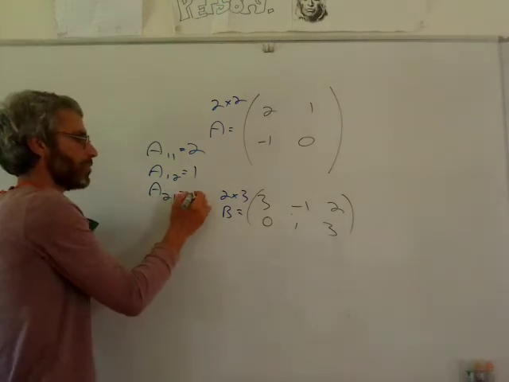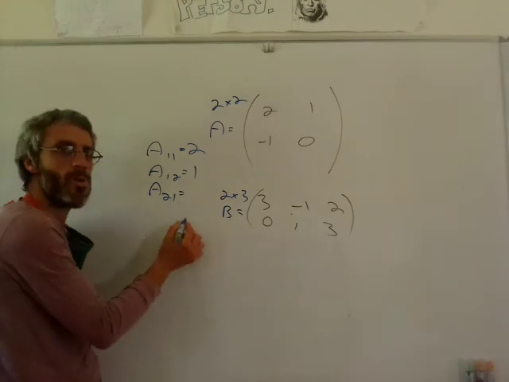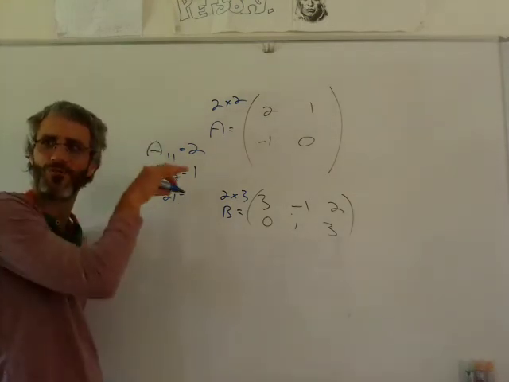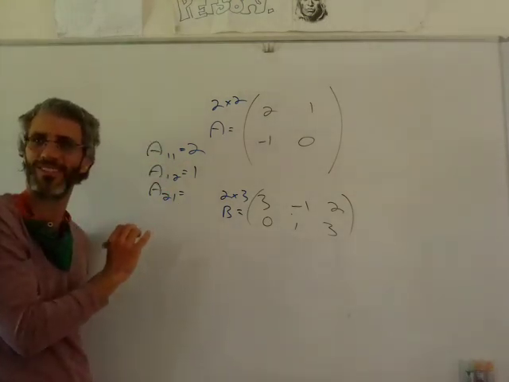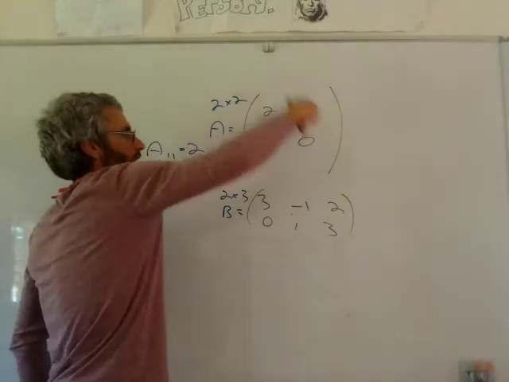A21 will be equal to 1. Second row, first column. Which one's the wrong column? That's rows and that's columns.